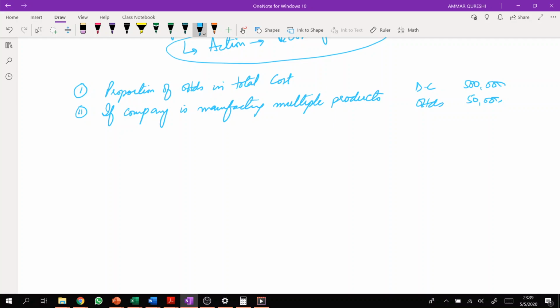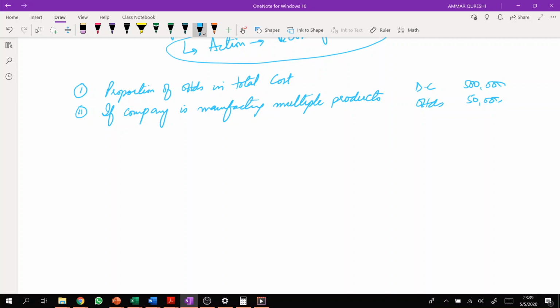Because see, if a company is making just two products, then distribution will be made between two products, right? It's not the case that activity-based costing will not give you any benefit. But since there are just two products, there will not be a huge issue of distribution, right?